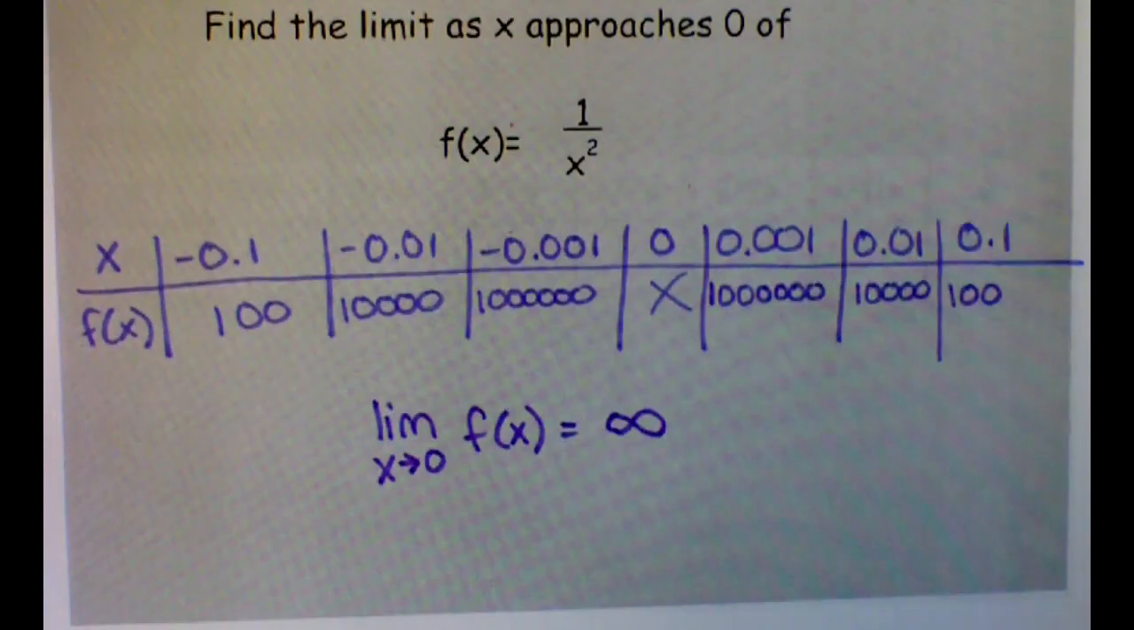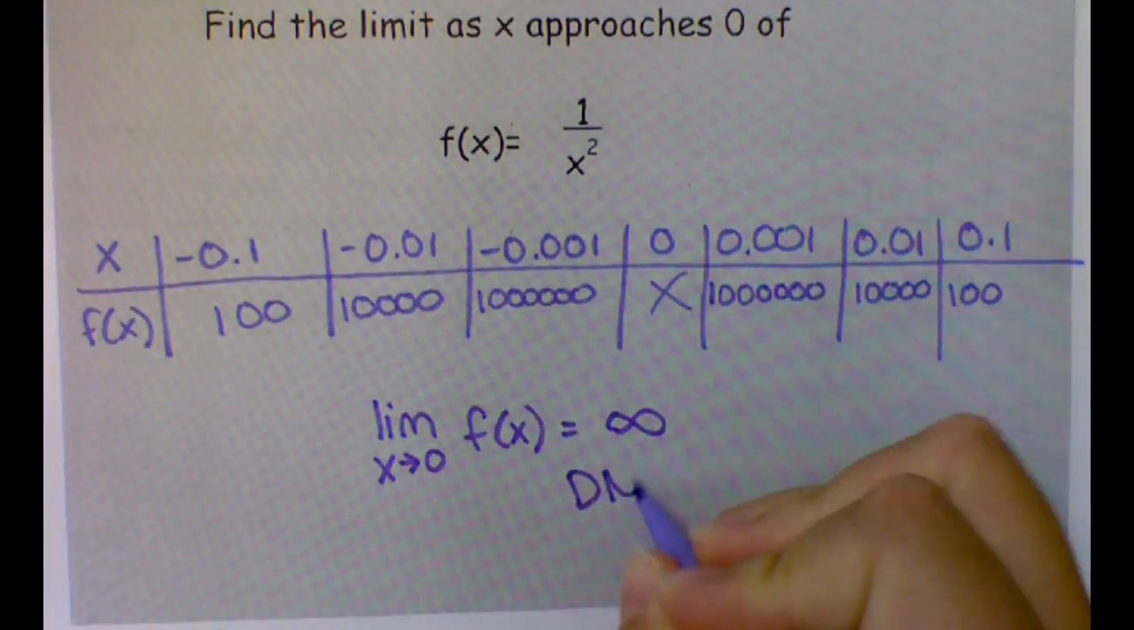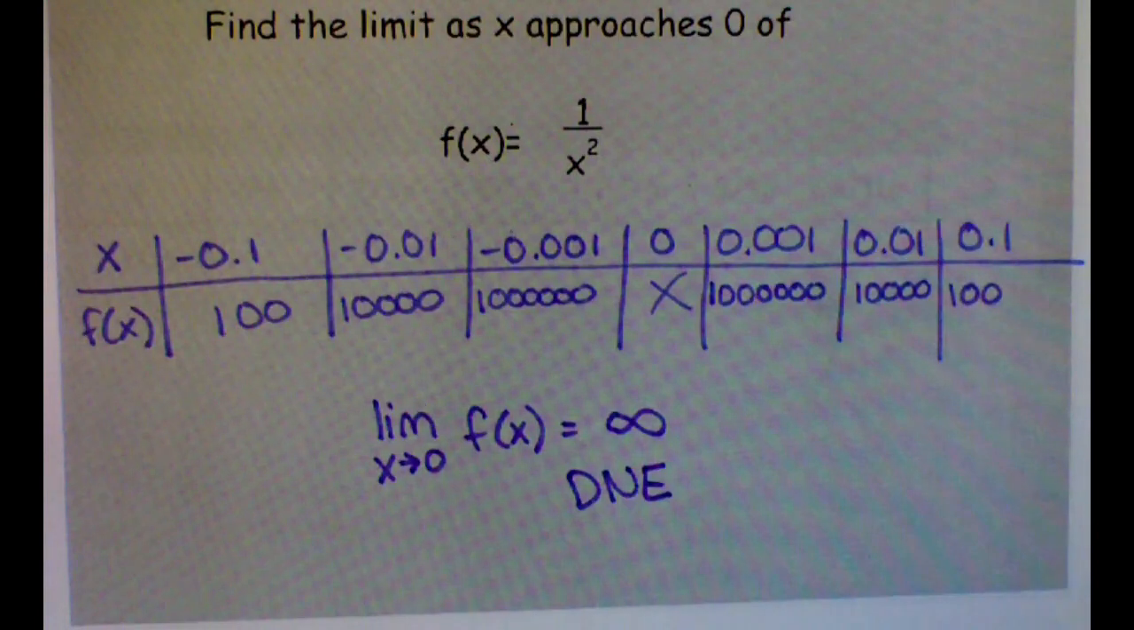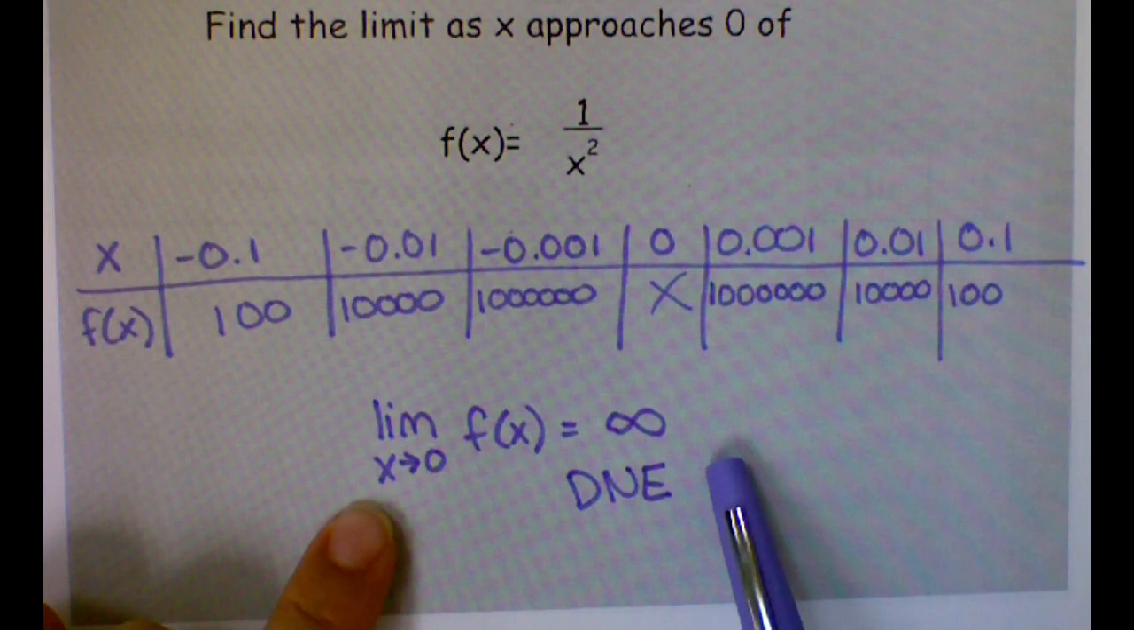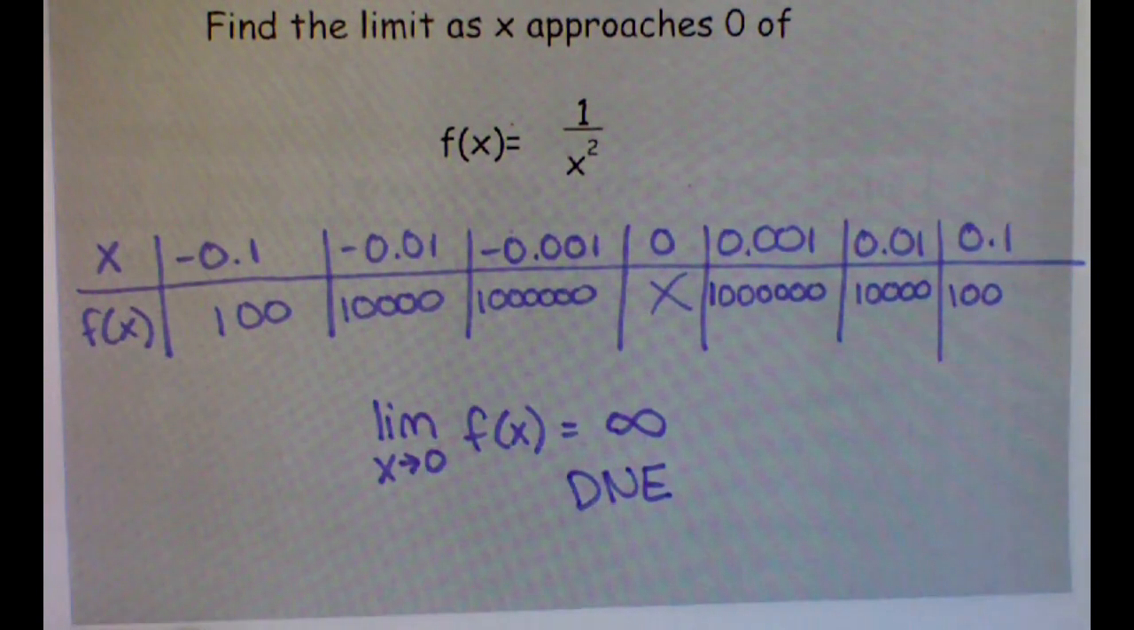Now, infinity is a special case of does not exist. Technically, the limit does not exist because infinity is way bigger than we can conceive, but we can write the limit as x approaches 0 of f of x equals infinity because it goes up without bound.